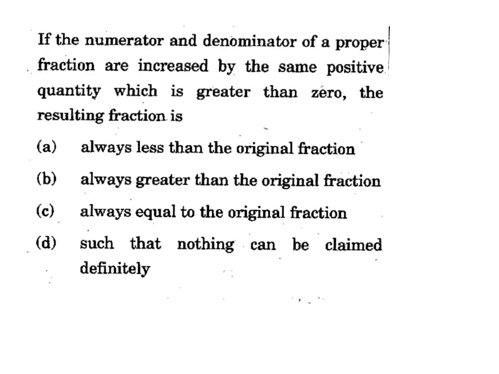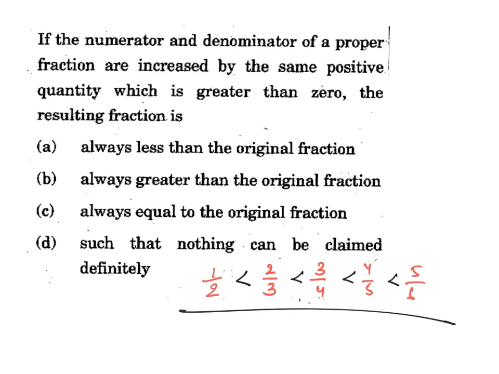If the numerator and the denominator of a proper fraction are increased by the same positive quantity, which is greater than 0, and the resulting fraction is... you just take a proper fraction, let's take 1 by 2. You add 1 and 1 to both numerator and denominator, it becomes 2 by 3. Again add 1 and 1, so it becomes 3 by 4, 4 by 5, 5 by 6, it goes on like that. So when you add a particular number to the numerator and denominator of a proper fraction, the fraction will always increase. Therefore the new fraction is always greater than the original fraction. For an improper fraction, it becomes the reverse.